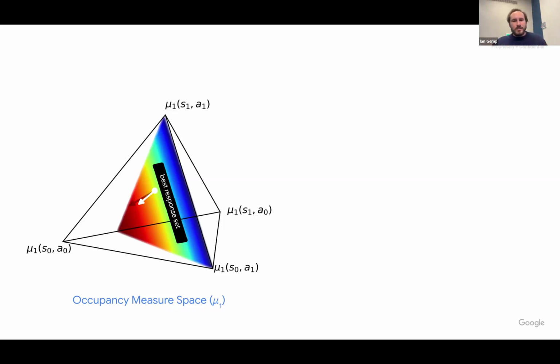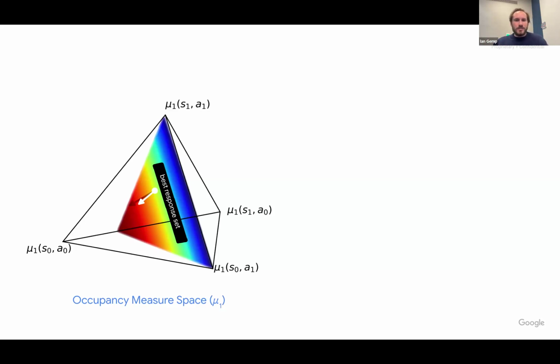I haven't told you what the other player's strategy is, but in this case, our utility function has some ReLUs in it that force our best response set to have this rectangular structure. So anything in that black set is a best response. This is an example of a safety application where anything in that black set is safe. Anything outside of it has a linearly increasing penalty.